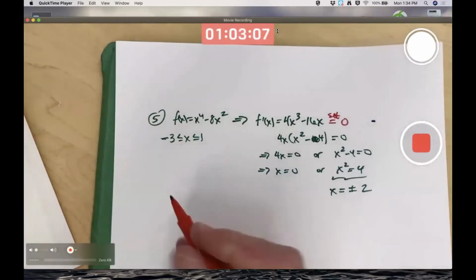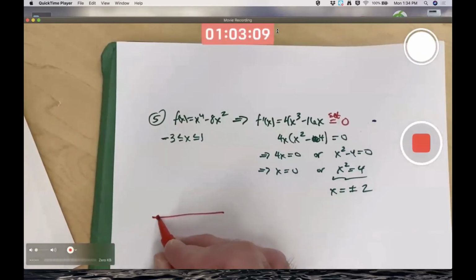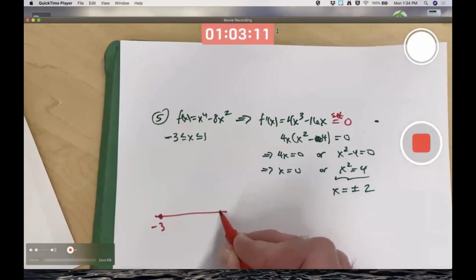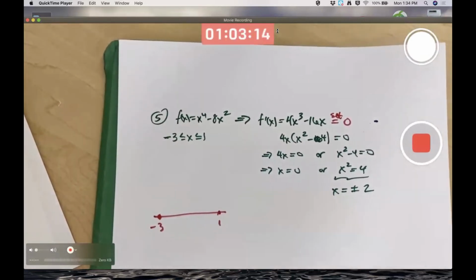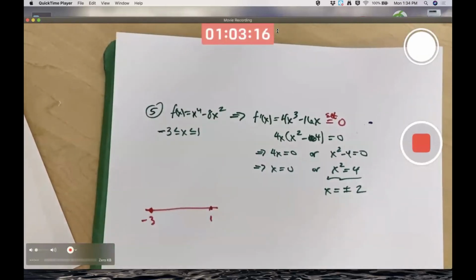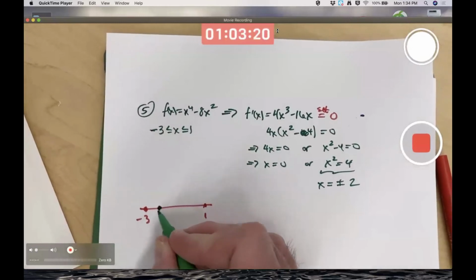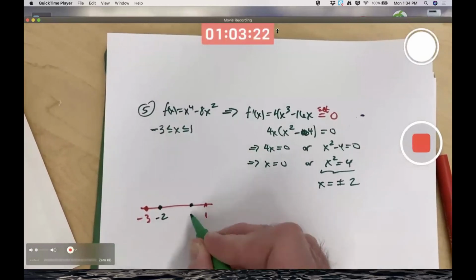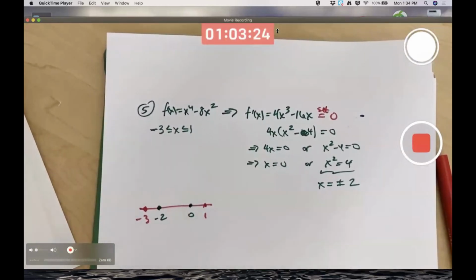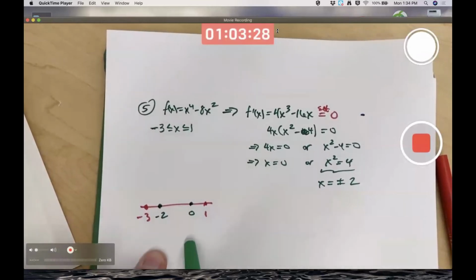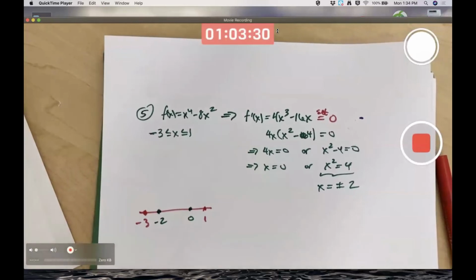This interval from -3 to 1 only contains 2 of the 3 critical points, not the third. -2 and 0 are the only critical points in this interval. You don't have to think about the positive one that's not in the interval. You can ignore +2.